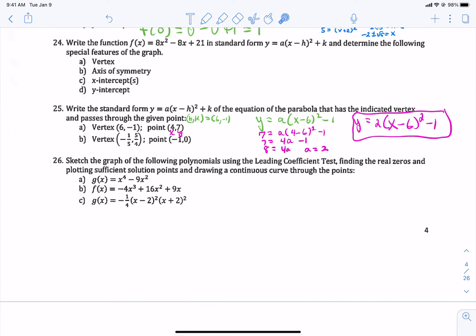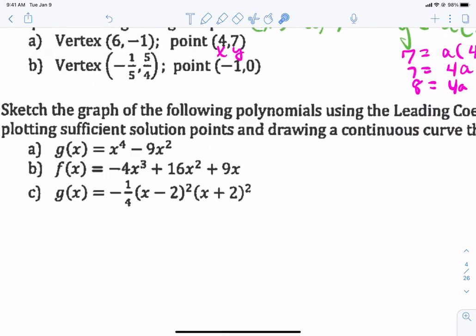Any questions about 25? Okay, let's look at 26. 26 says, to sketch the graph using the lead coefficient test, find the zeros, plot sufficient points, draw a continuous curve through the points. Okay, so let's do this. Let's do A and C.